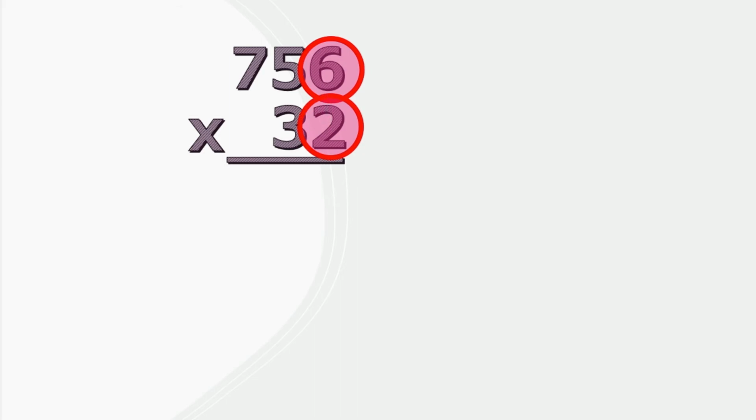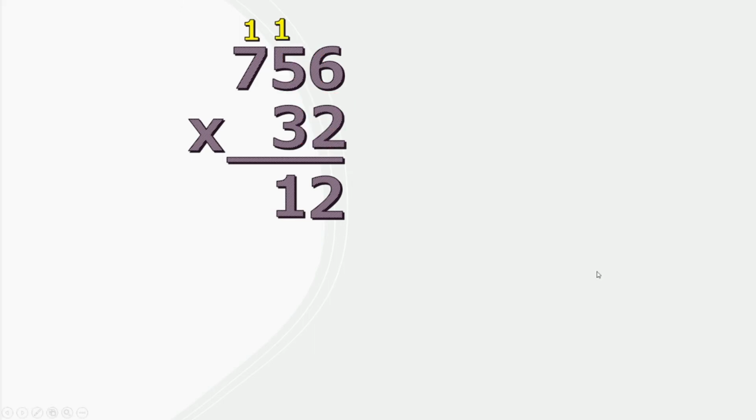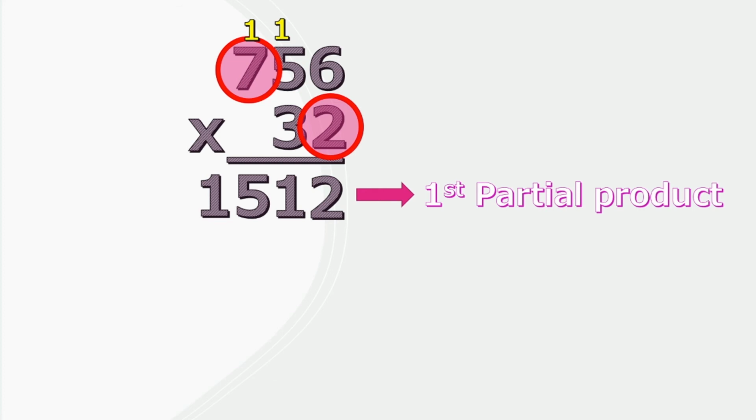6 times 2 is 12. So carry 1. Then multiply 5 and 2. So 5 times 2 is 10. Plus 1, 11. Carry 1. Next, multiply 7 and 2. So 7 times 2 is 14. Plus 1 will give you 15. 1,512 will be your first partial product.